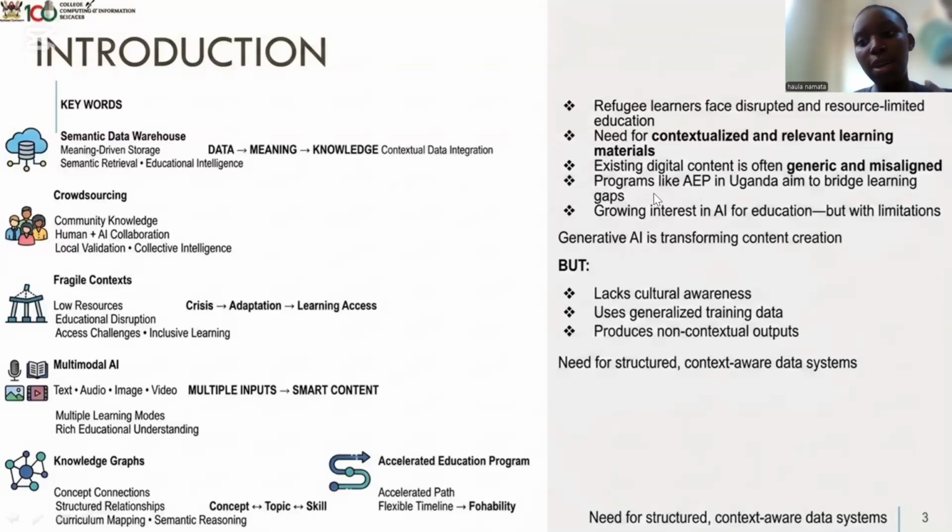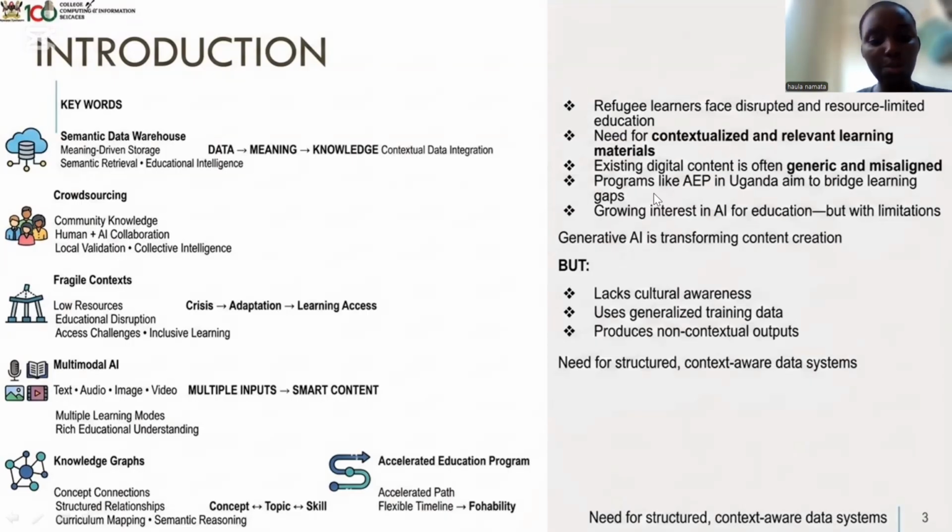Moving on to the introduction, let me start by explaining the keywords of our project. A semantic data warehouse is one that is enhanced with meaning and relationships between the data and the metadata, the ontologies, and the semantic models. When you're using such a warehouse, it helps systems understand the data context and improve querying, integration, as well as analytics.